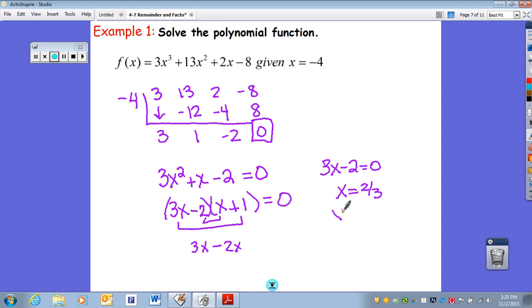And I have x plus 1 is equal to 0. And when I solve, I have x is equal to negative 1. And I began with my other solution, which was x is equal to negative 4. And those are my solutions to my polynomial function using synthetic division.